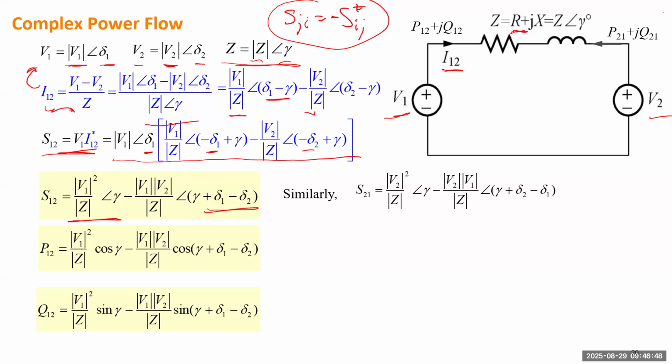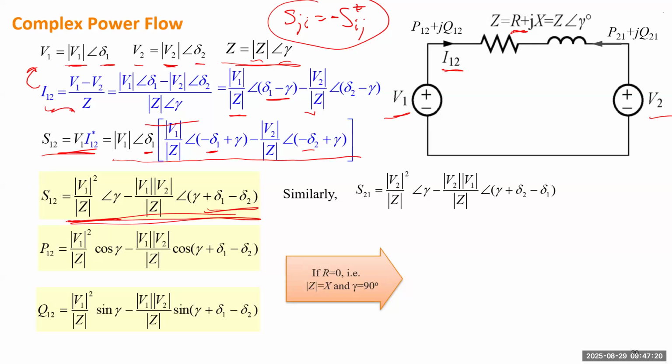If we take the real part, we simply have this one: anywhere we see an angle, gamma or this angle, everywhere with an angle, you just replace it by the cosine value of that angle. Okay, so this will be P, and for Q we just change that to the sine of the angle. So we have P and Q. Similarly for S21, but before that, let's consider a similar case.